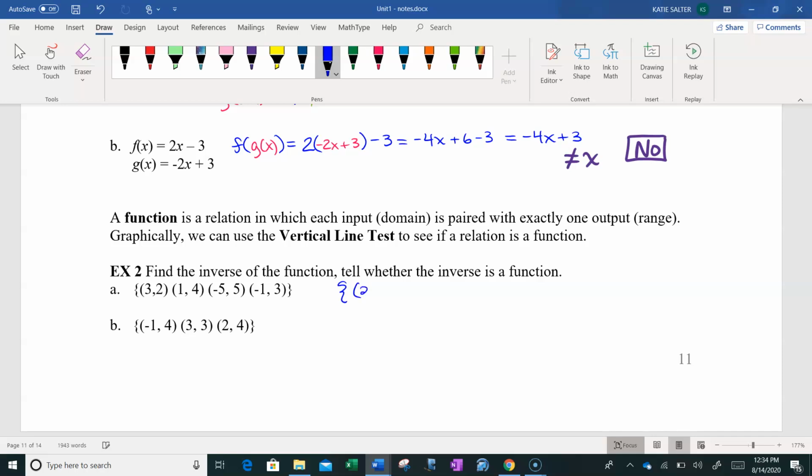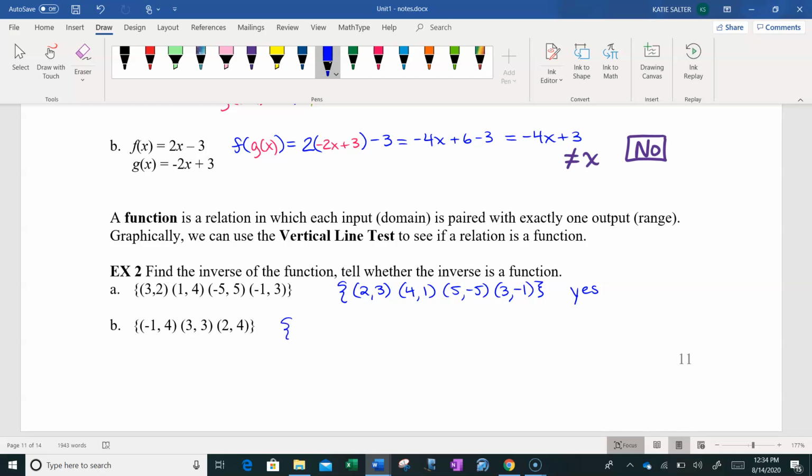If we have the point (3, 2), we'd have the point (2, 3). And then we'd have (4, 1), (5, -5), and (3, -1). And then we're supposed to tell, is this a function? Well, if you were to graph these points and drag a vertical line across, you would see that that vertical line only passes through one point at a time. Also, you can see that none of these x values repeat. So each x value is paired with exactly one y value. So yes, this is a function.